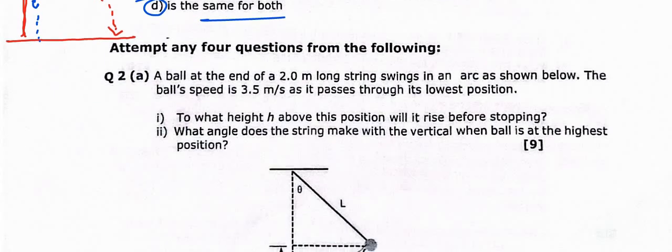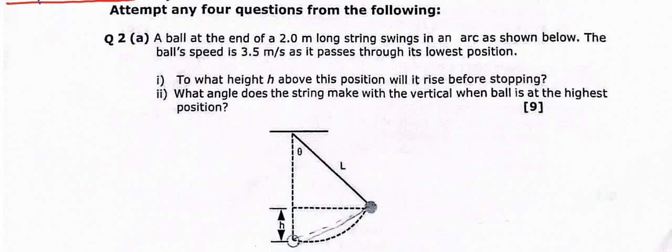Yeah, so look at the first one. They're saying, attempt any 4 questions from the following. A ball is at the end of a 2-meter long string, swings in an arc as shown. The ball's speed is given to be 3.5 meters per second as it passes through the lowest position. To what height above this position will it rise before stopping? What angle does the string make with the vertical when the ball is at the highest position?